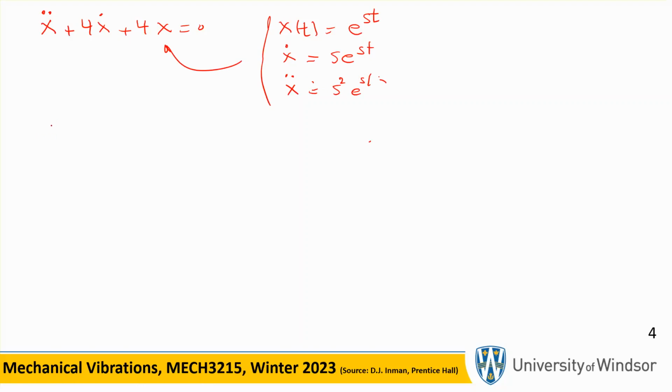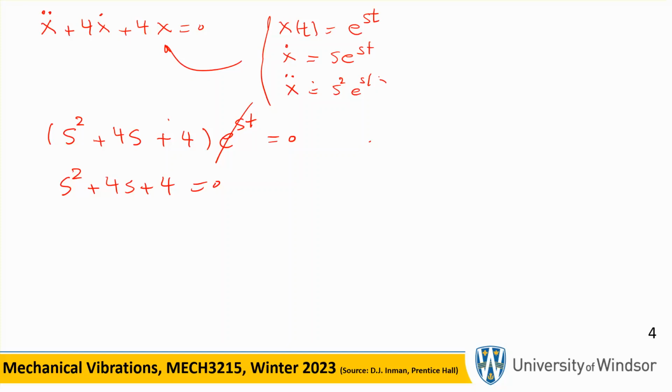I'm not going to do all the steps here. I'll just write it down. You get s squared plus 4s. Please make sure you take these things and put it in there, and you get what I have. 4 e to the st equal to 0. Now, e to the st is not 0, so I can just throw it away. So we have s squared plus 4s plus 4 equal to 0. When I say throw it away, it means I can divide through by e to the st because it's not 0.